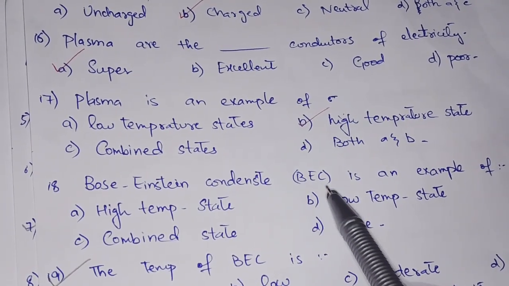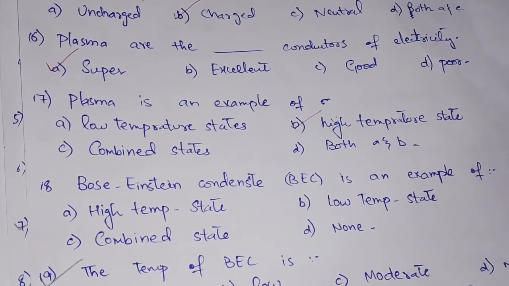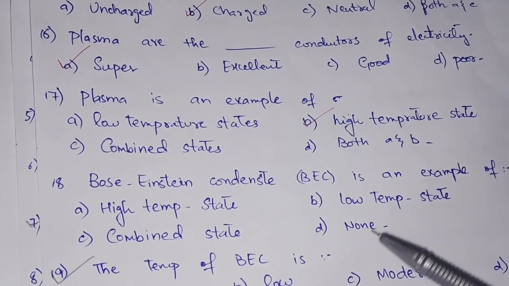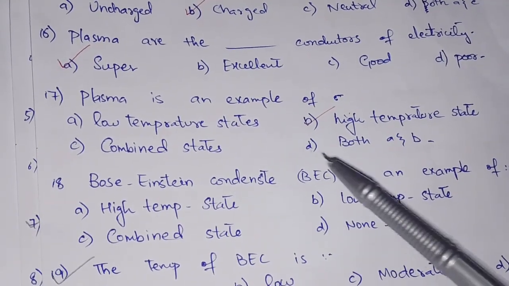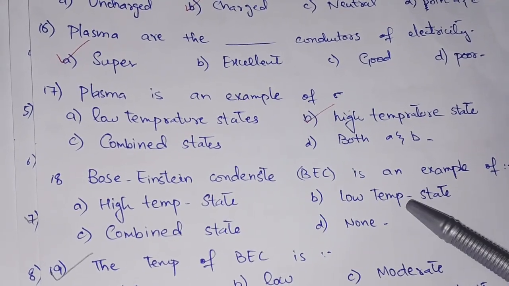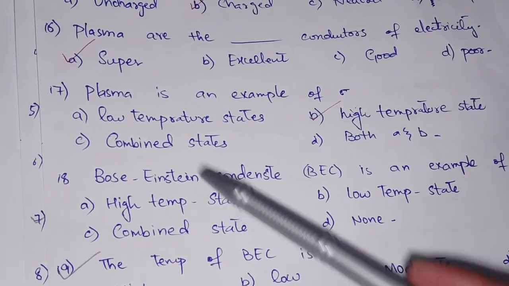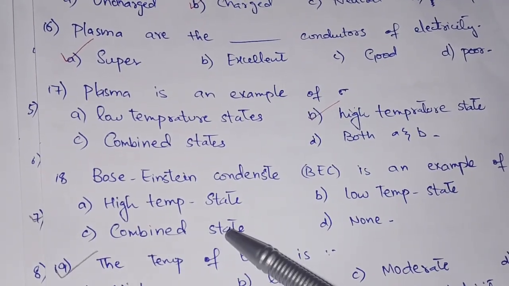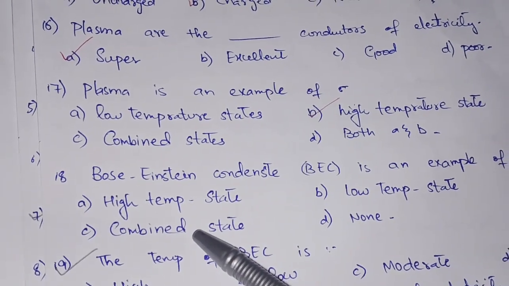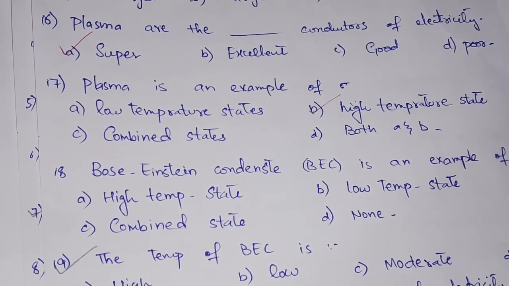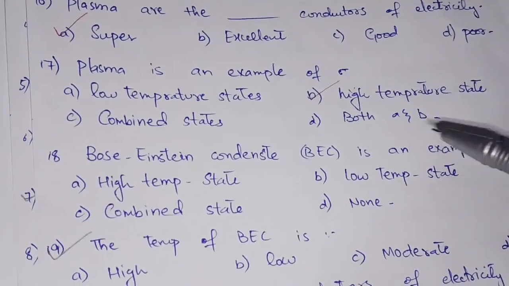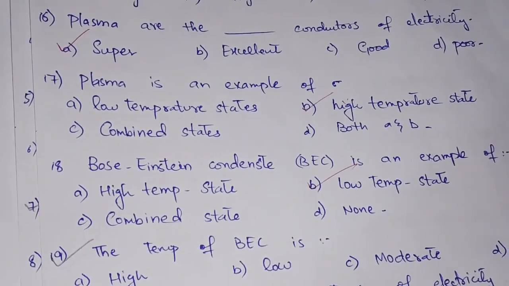Bose-Einstein condensate, BEC, is an example of: option A high temperature state, option B low temperature state, option C combined state, and option D none of these. Bose-Einstein condensate is actually a type of low temperature state, because the high temperature state goes with plasma, and the combined state is the state that contains two things, which can be the liquid and the solid both together. So option B, the low temperature state, is the correct option for BEC.